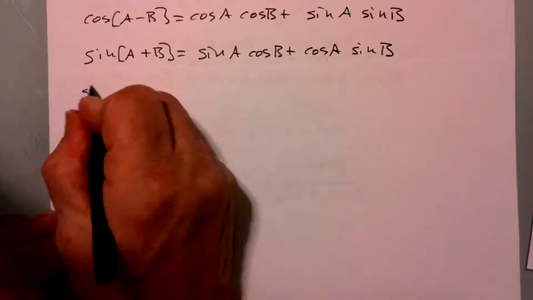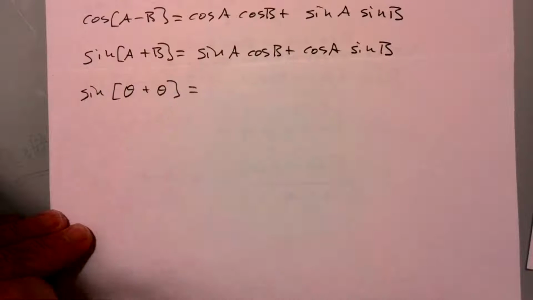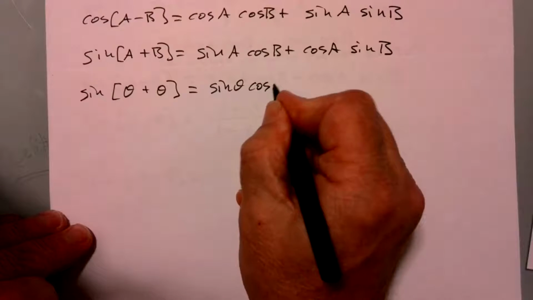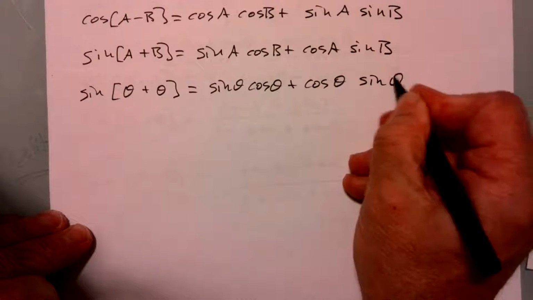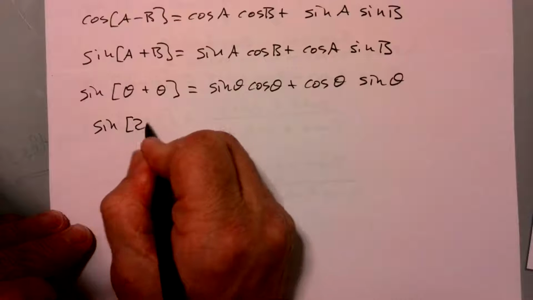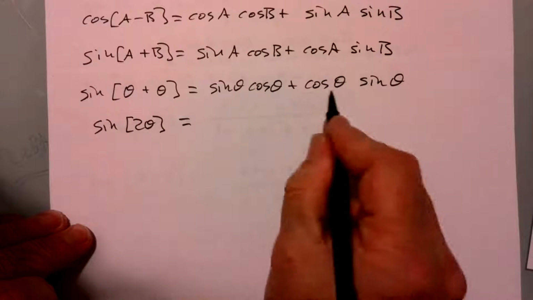So I'm going to go to sine of theta plus theta, which is sine theta cos theta plus cos theta sine theta. Well, sine of theta plus theta is sine of 2 theta equals what? Sine cos plus cos sine.